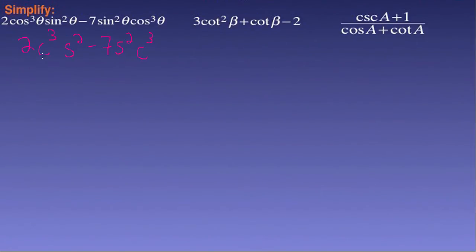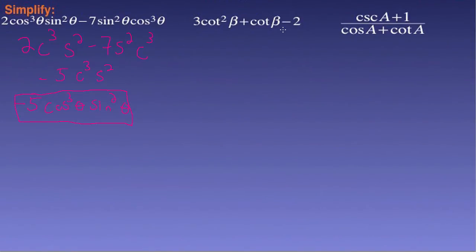In most cases, we'd recognize that these are like terms, even though they're in different orders. C cubed s squared is the same thing as s squared c cubed, so they're like terms. If I've got 2 minus 7, I wind up with a total of -5 c cubed s squared, and turning these back into their trig functions gives the answer of -5 cosine cubed theta sine squared theta. So just a quick example of how algebra with trig is the same thing as algebra without trig.